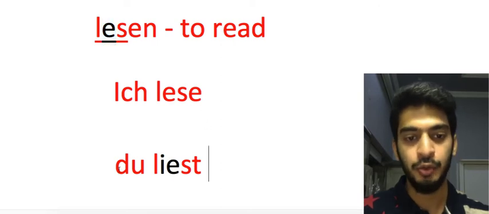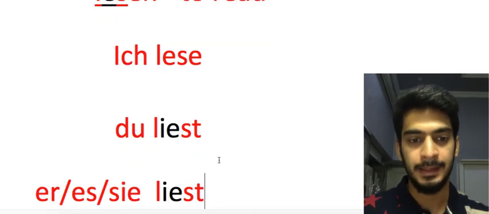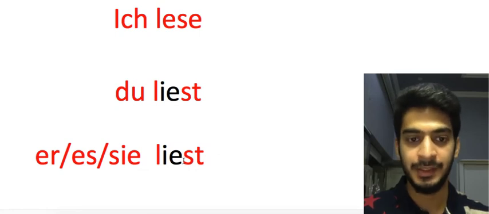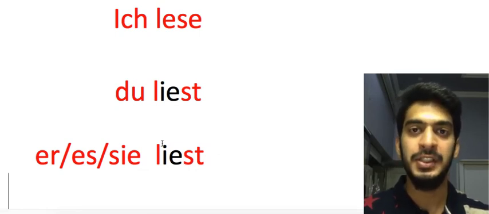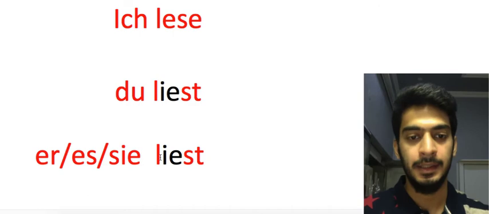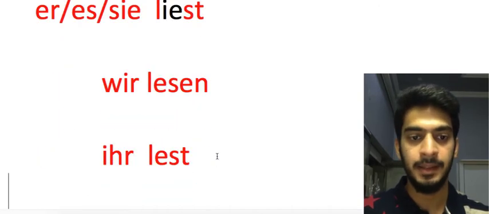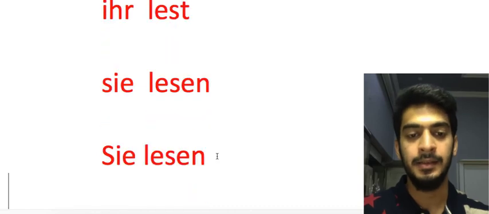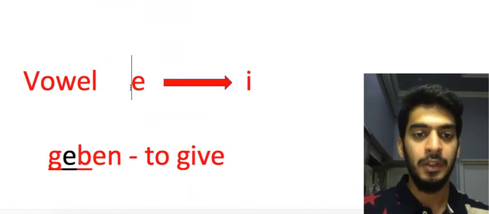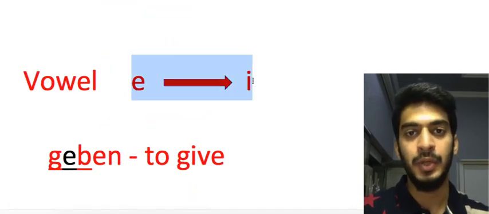We get du liest. Then, sie, the same process. The vowel e changes to ie. Sie liest. Then, wir lesen, ihr lest, sie lesen, capital Z, lesen. The vowel e changes to i.